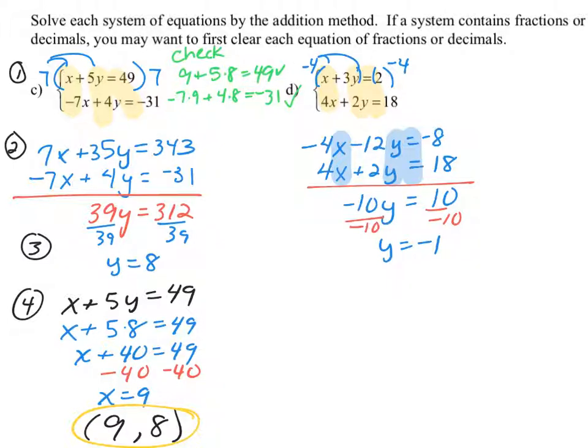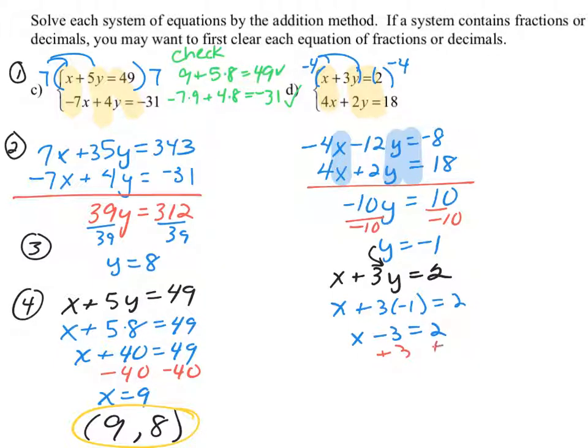Now we plug that answer back into one of the original equations. I'll plug it back into the first original equation, x plus 3y is equal to 2, and then I'm going to replace that y with negative 1. So we get x plus 3 times negative 1 is equal to 2, or x minus 3 is equal to 2. By adding 3 to both sides, I get x is equal to 5. So my solution to this system of equations is 5, negative 1.